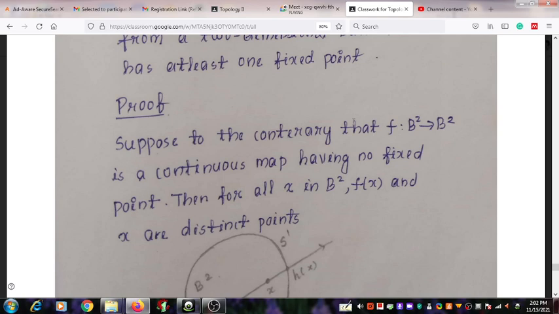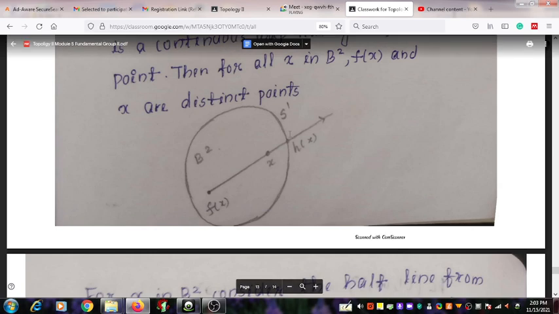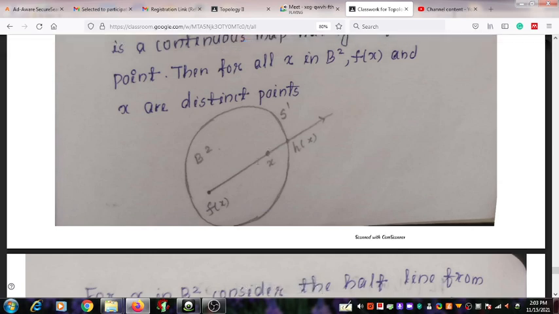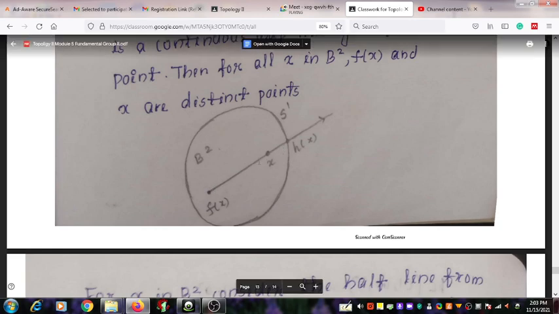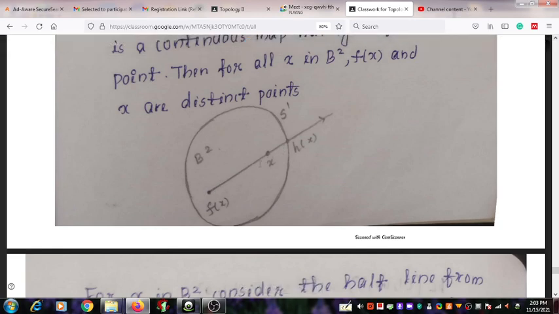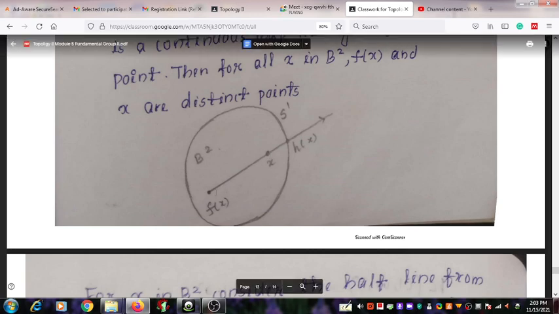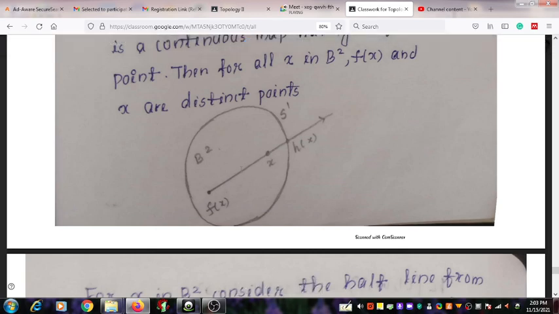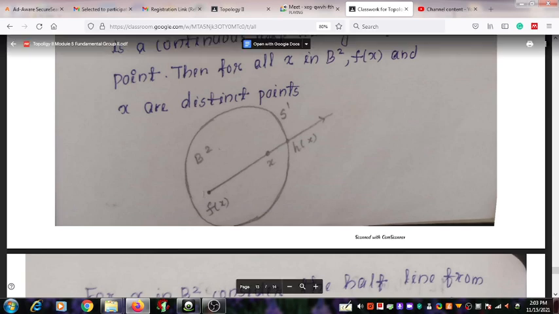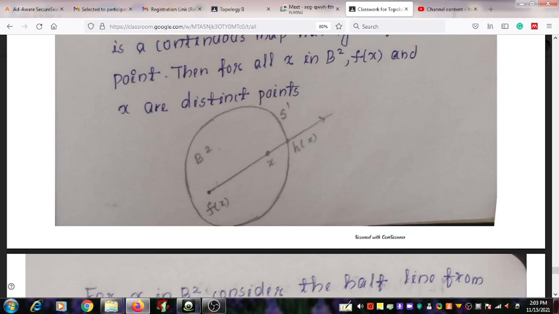So based on this assumption, what is the assumption? We have assumed that the function does not fix any point in B2. Okay, and we have the figure. In this figure we have taken the point x, and also fx. Both points are marked, and since they are different, we can draw a line segment joining the points x and fx. It's only because these points are different. We have two different points, so we can draw a line, and that can be extended from fx to x.